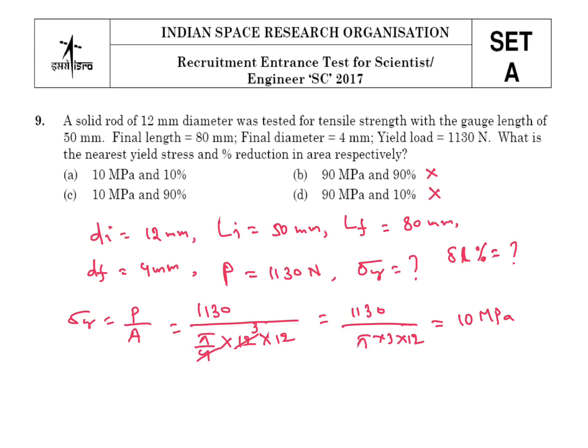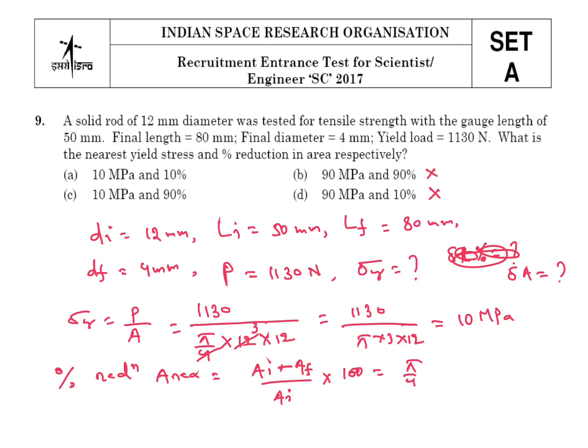Then you have to calculate percentage of reduction in area. Here you have to calculate del A percentage. So percentage of reduction in area equal to change in area divided by original area into 100, because we have to calculate in percentage. So pi by 4 di square minus pi by 4 df square divided by pi by 4 di square into 100.